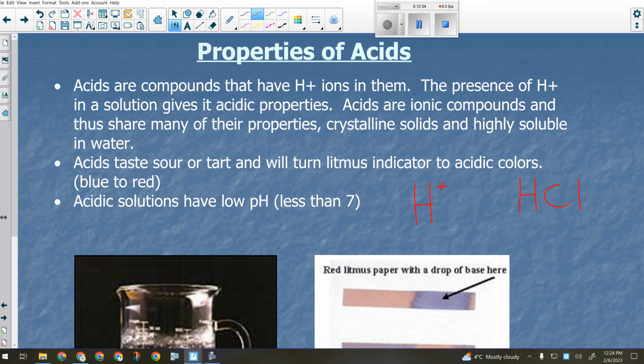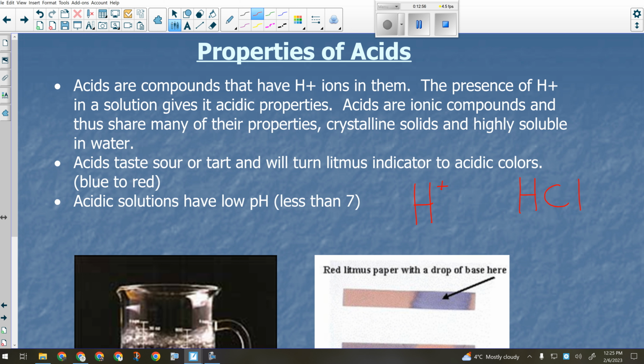So if I had this stuff, would that be acidic? It would be. Hydrogen is listed first, so it's acting as a metal. It's an ionic compound. And when it gets into water, it's going to split into hydrogen and chlorine. This is hydrochloric acid. It's the stuff that's in your stomach that helps you to digest your food.